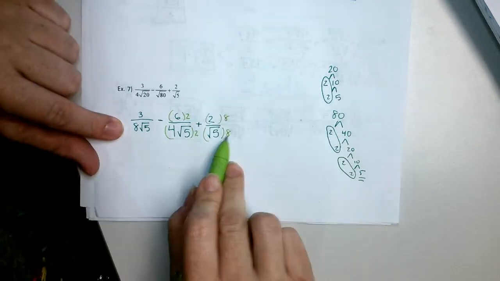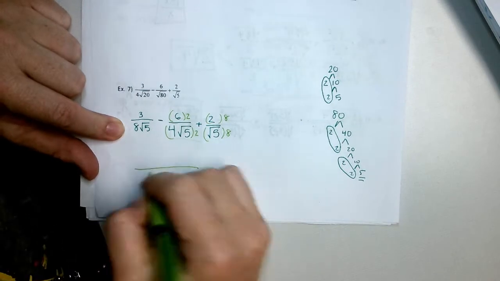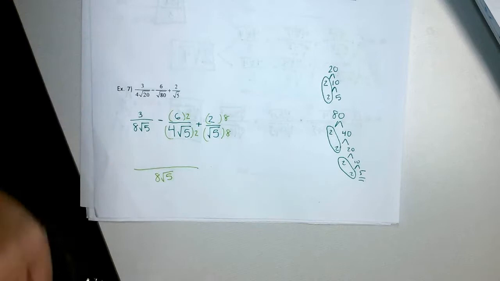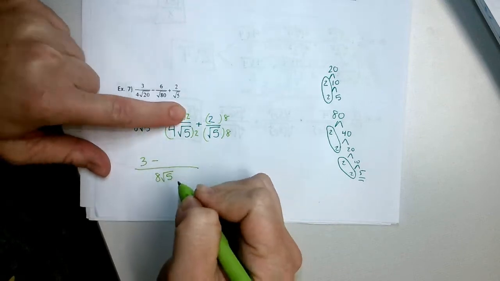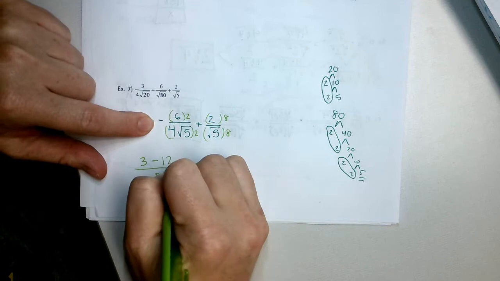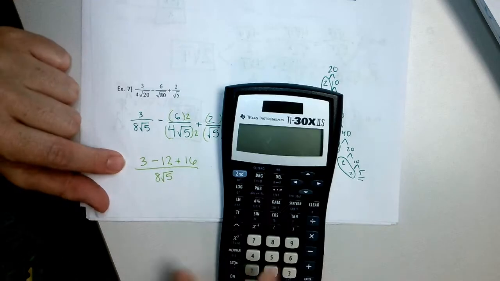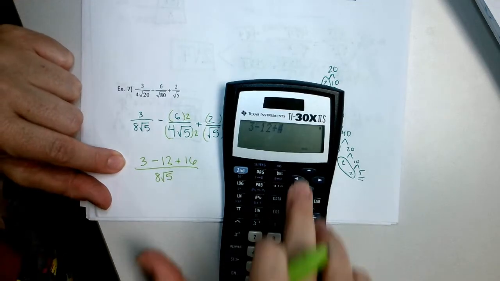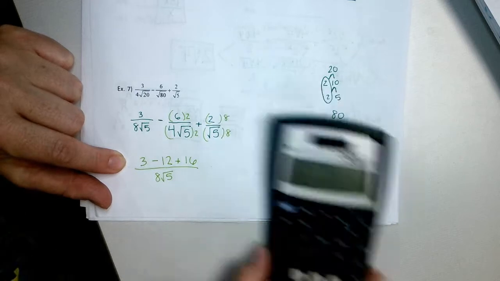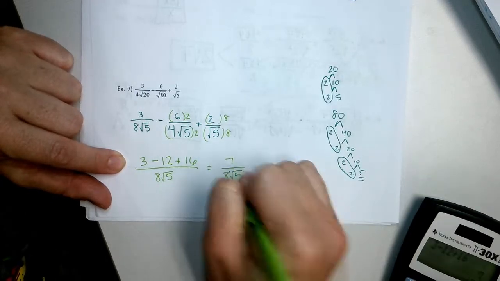These are all going to equal 8 square root of 5 now, correct? So I'm just going to do one line and put 8 square root of 5 in the denominator. And I have 3 minus, what's 6 times 2? 12. Plus, what's 2 times 8? 16. So I'm going to figure that out. 3 minus 12 plus 16 is 7. So I end up with 7 over 8 square root of 5.